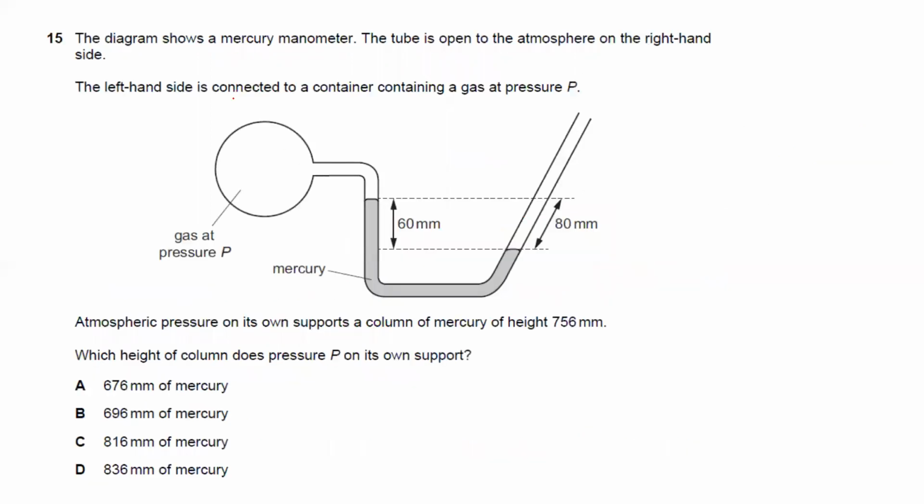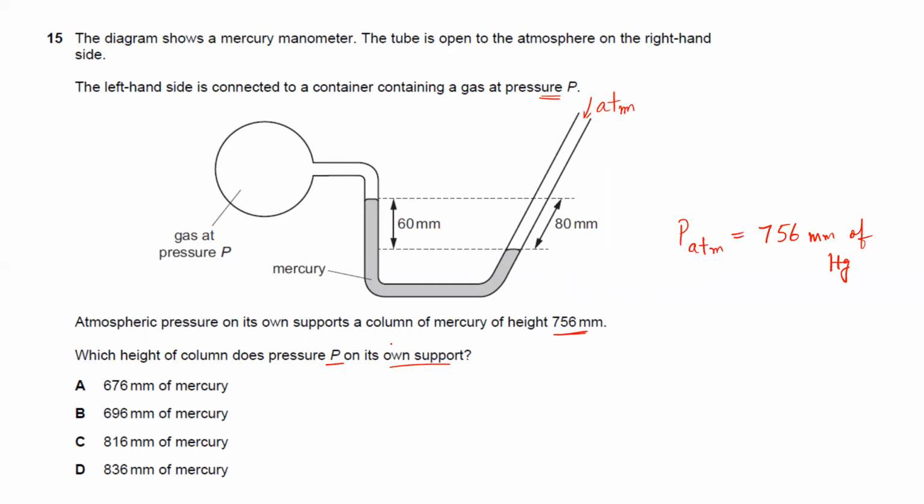Next question, question number 15. It says the diagram shows a mercury manometer. The tube is open to the atmosphere on the right hand side. So this is the atmospheric pressure that is coming over here. And the left side is connected to the container containing a gas at a pressure P. So atmospheric pressure on its own supports a column of mercury. So remember, P ATM is 756 millimeter of Hg, and which height of the column does pressure P on its own support?